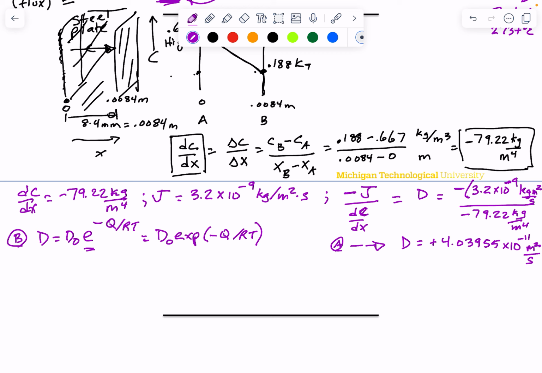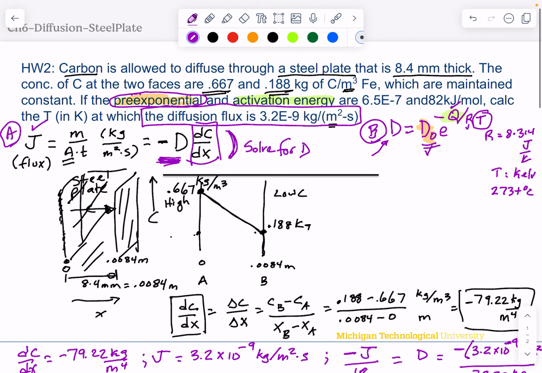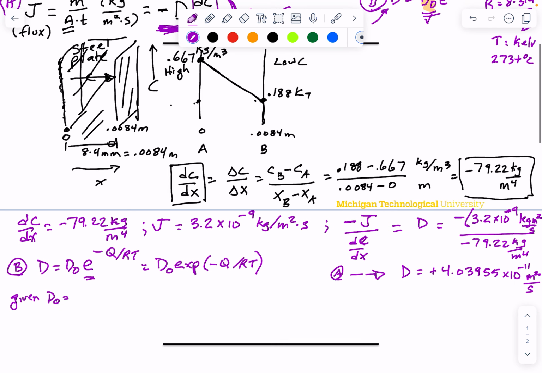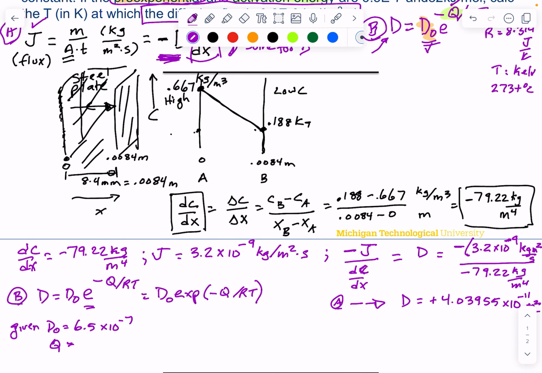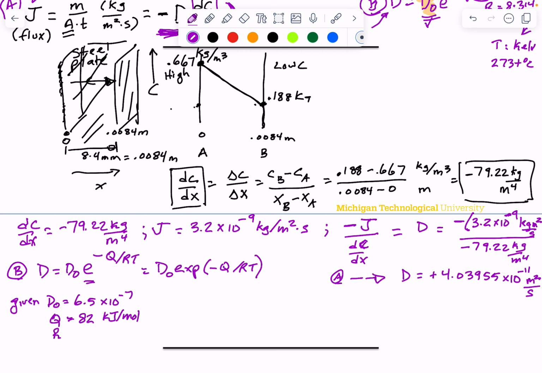And so remember, we were given D naught. The pre-exponential was 6.5 times 10 to the minus 7. We were given Q, which was 82 kilojoules per mole. R is equal to 8.31. And I am looking for my formula sheet to make sure I'm in the right units. Hold on.